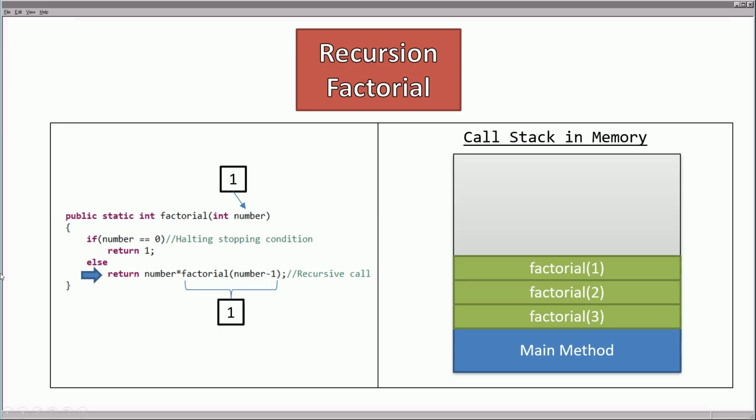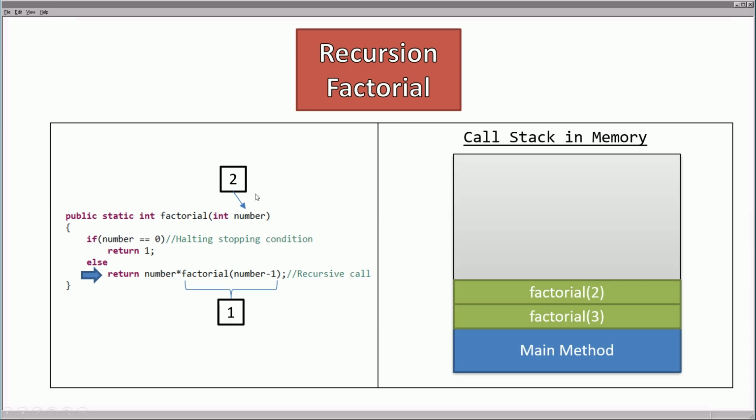So we're multiplying the number 1 times whatever this return value was, which was 1. 1 times 1 is 1, and so this method returns 1. So as you can see, that method was removed from the call stack. It had completed, and now we resume back from where we were called from.